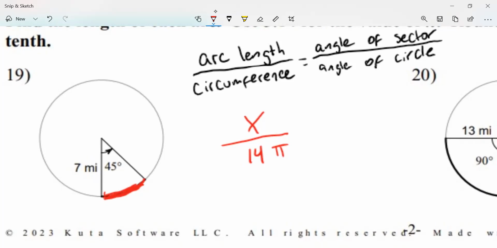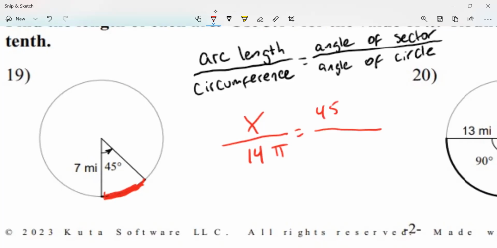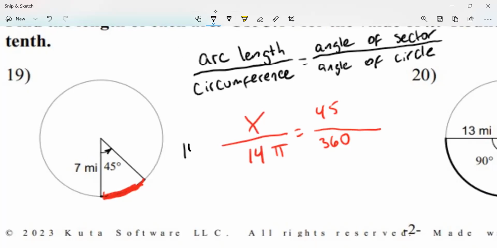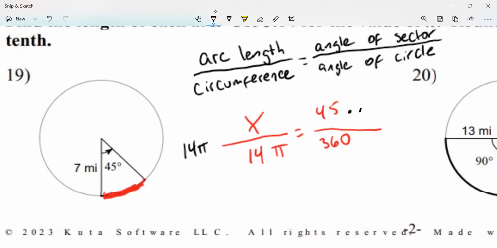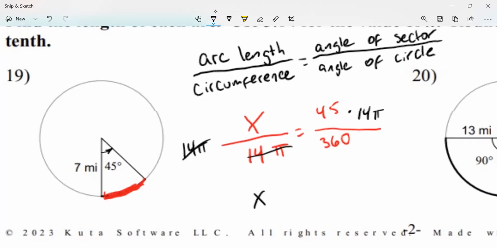So it's x. So the arc length divided by 14 pi is equal to the angle of the sector, which is 45 degrees. And the angles around the circle, I call it angle of circle, so we keep the same wording, but it's really the degrees around the circle. It's always 360. So I've got to get x by itself. Let me multiply both sides by 14 pi. Multiplication of fraction, I write it on top. That way the 14 times the pi cancels out.